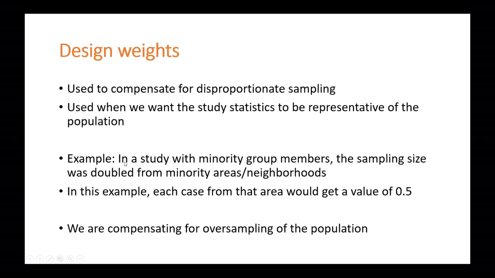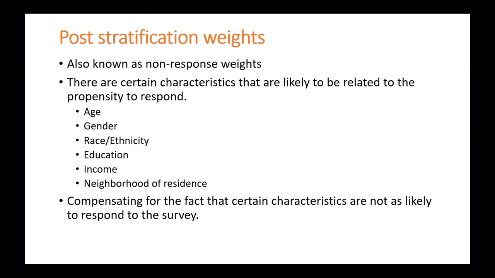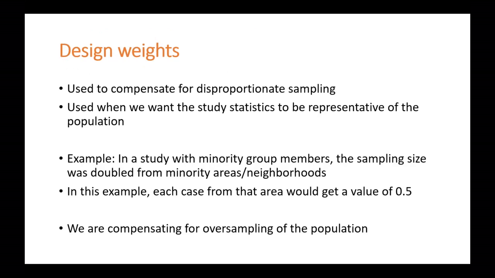I'm going to talk more about that example as we go further. There are two types of weights: design weights and post-stratification weights. But first we'll talk about design weights. Design weights are used to compensate for disproportionate sampling, which means that we are representing one section of the population more compared to the other section. Therefore design weights are used.